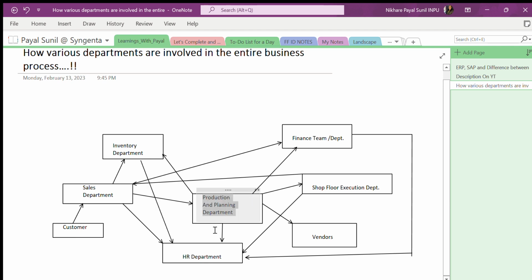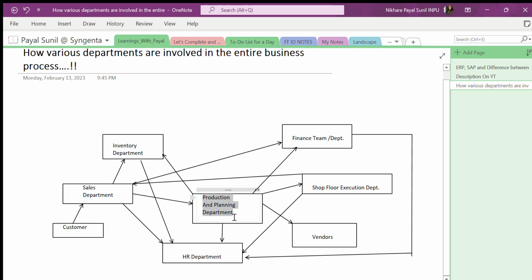Okay, so I'm going to repeat. Customer will first contact the sales department to check the availability of the product. Now the sales department will contact the inventory department to check if that product is available or not. If that product is not available, then the sales department will contact the production and planning department and ask them to manufacture that product.